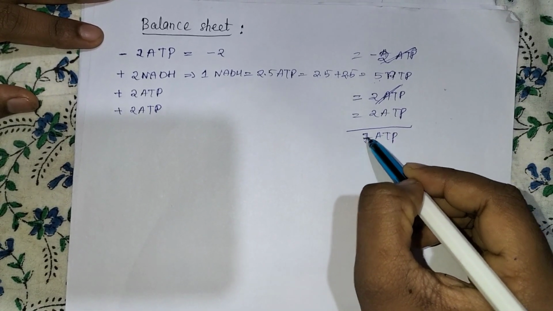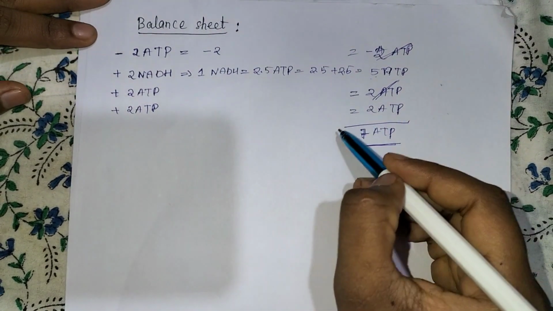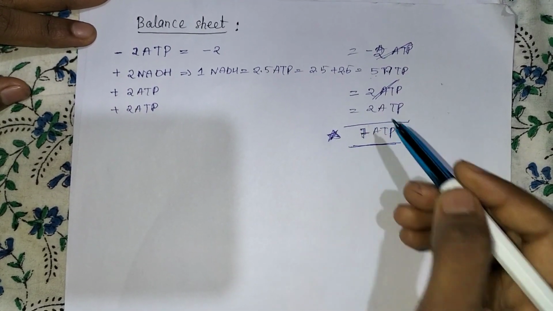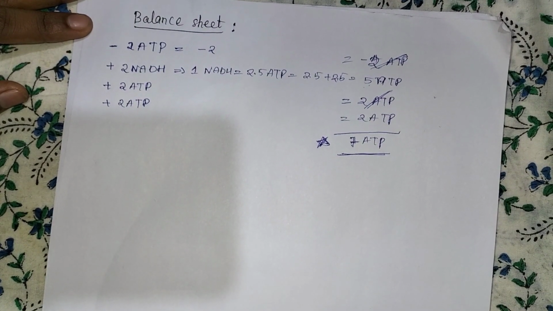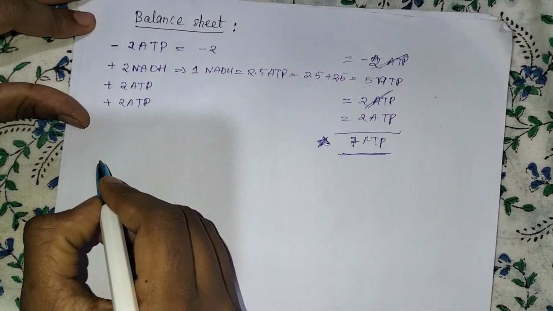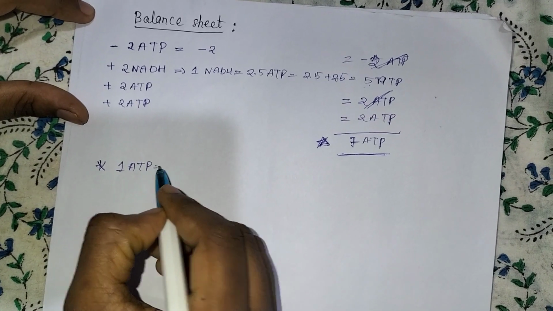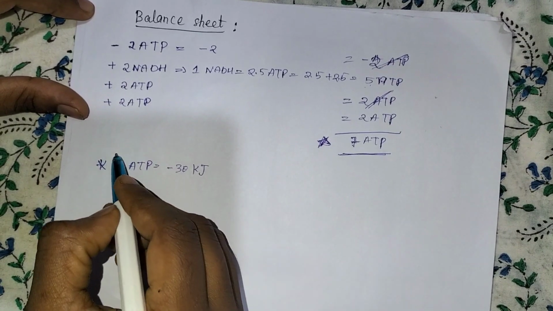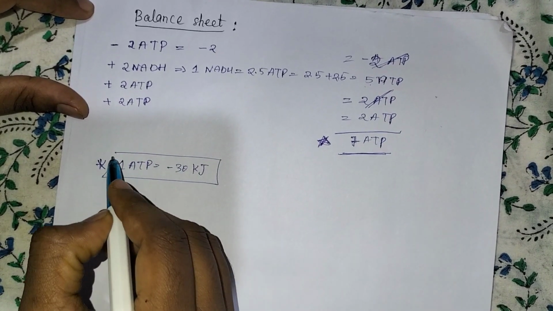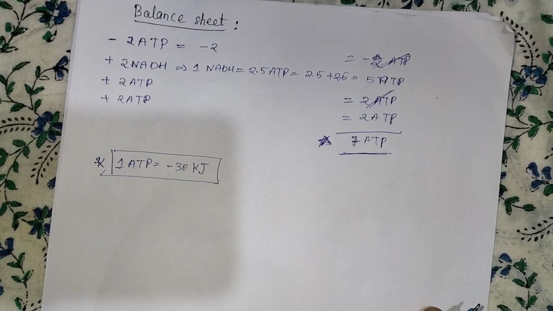So in glycolysis there is production of 7 ATP. Remember, very important. How many ATPs are produced at the end of glycolysis? There is production of 7 ATPs. Okay, that is 7 ATPs are produced. Next, one more thing, how much energy will 1 ATP give? -30 kilojoules of energy will be produced by 1 molecule of ATP. Okay.